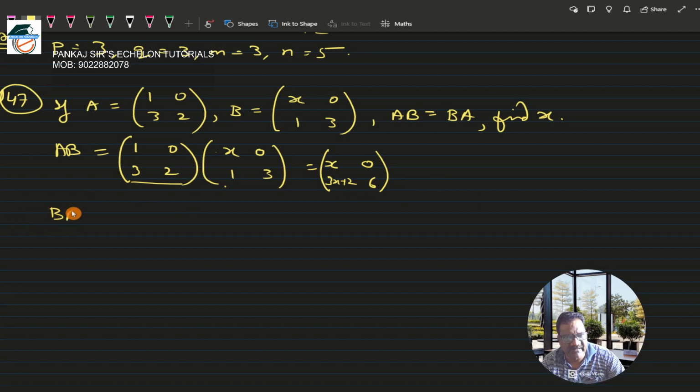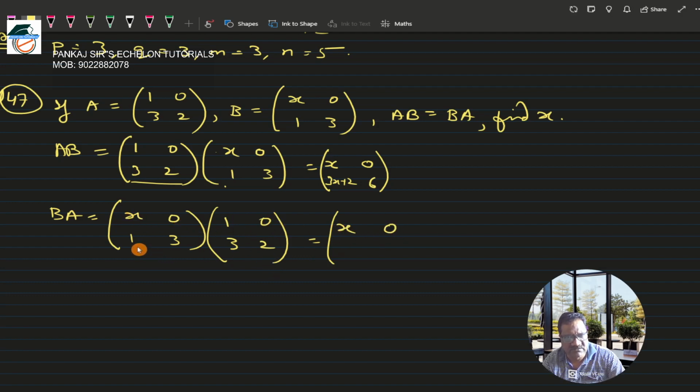Now let me find out BA. BA will be, I'll put the B matrix first, that is [x 0; 1 3], and then the A matrix, which is [1 0; 3 2]. Now the product: first row, first column is x into 1 is x plus 0, so x. First row, second column is 0. Second row, first column is 1 1s are 1 plus 3 3s are 9, so 1 plus 9 is 10. Second row, second column is 1 into 0 is 0 and 3 2s are 6.